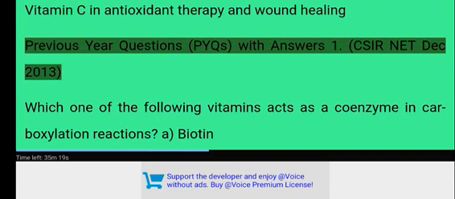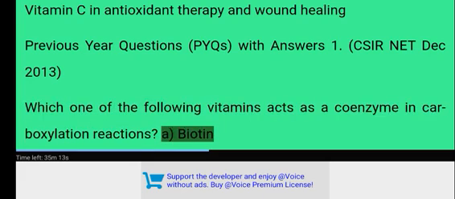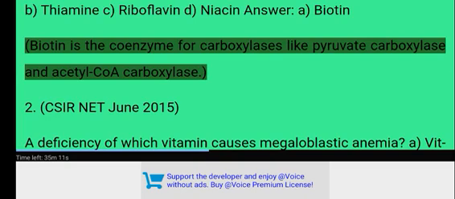Previous year questions, PYQs, with answers. 1. CSIR NET December 2013. Which one of the following vitamins acts as a coenzyme in carboxylation reactions? A, biotin. B, thiamine. C, riboflavin. D, niacin. Answer: A, biotin. Biotin is a coenzyme for carboxylases like pyruvate carboxylase and acetyl-CoA carboxylase.